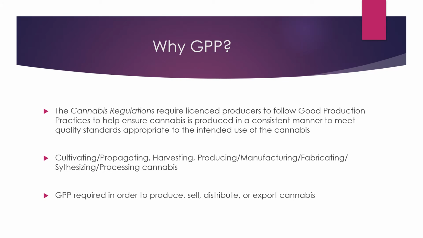So why do we need good production practices? Well, the Canadian regulations require licensed producers to follow good production practices to help ensure cannabis is produced in a consistent manner to meet quality standards appropriate to the intended use of the cannabis. This applies to cultivating, propagating, harvesting, producing, manufacturing, fabricating, synthesizing, or processing cannabis. Good production practices are required in order to produce, sell, distribute, or export cannabis.